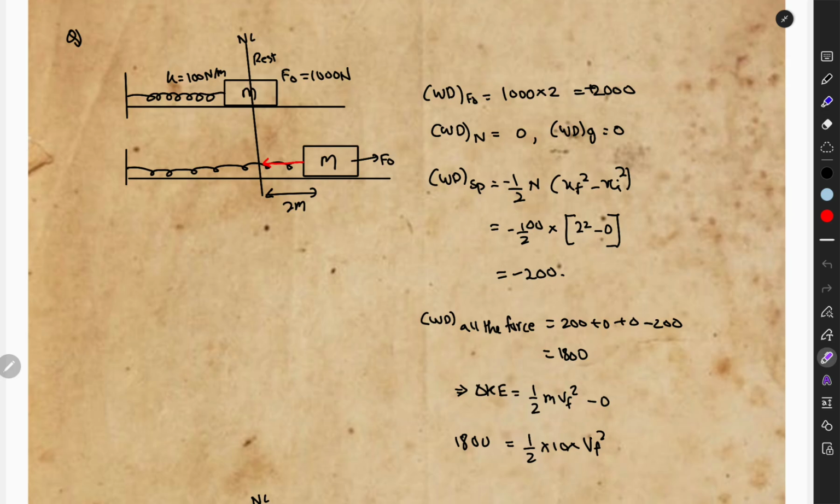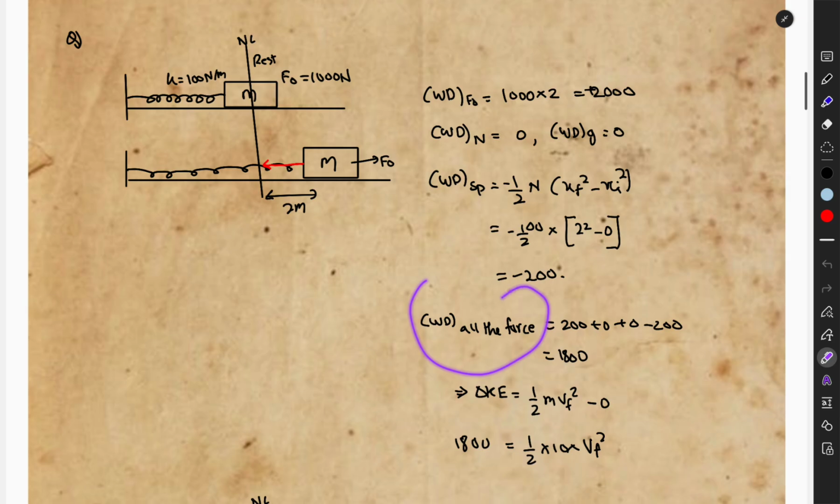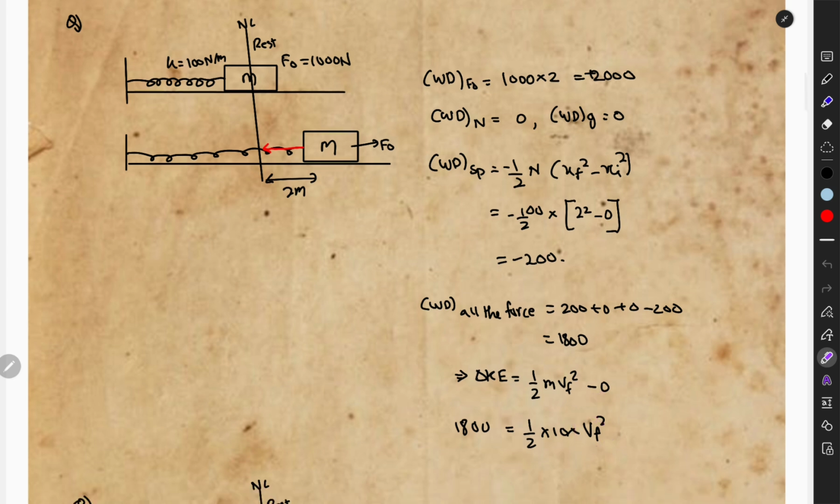Okay, and then the work done by all the forces will be the sum of all the forces, which you can add: this and this and this. Fine. We can also find it by the change in kinetic energy. Work done by all the forces is equal to the change in kinetic energy, which is the work energy theorem. So 1 by 2 m v f squared. If we know the work done by all the forces is 1800 joules, we can also find the final velocity. Fine.